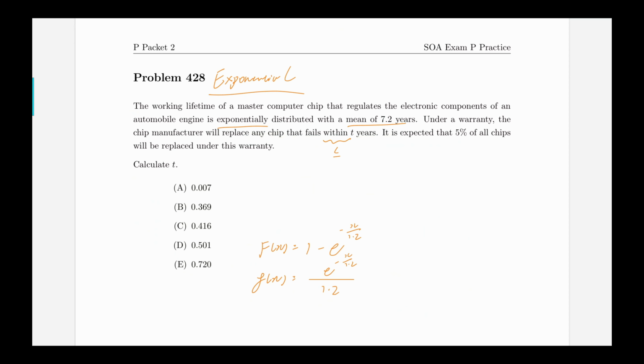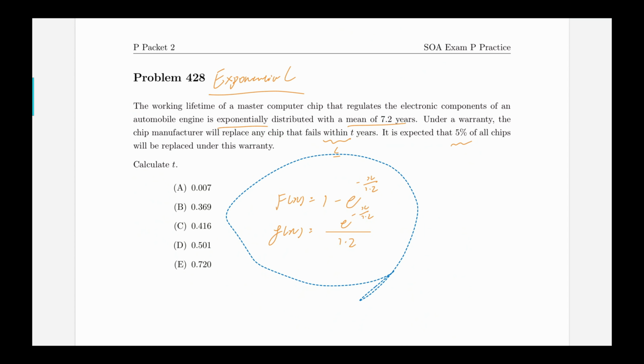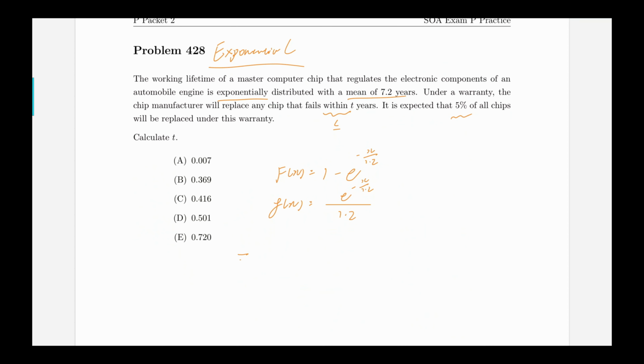And that amount is exactly 5% of all chips. Well, basically this means that if I look at its accumulation function and I look at the area on the left of t, it must be exactly 5% of everything. So that gives us F of t equals 0.05.